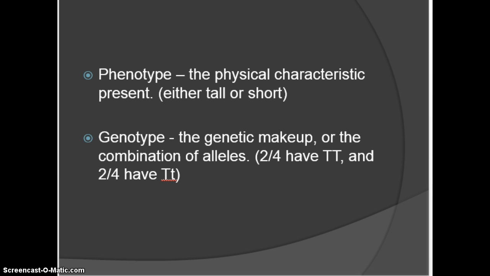Genotype, on the other hand, is the genetic makeup, so the actual combination of the alleles. So in our homozygous, the genotype is going to have 2 capital T's. On the heterozygous, the genotype would be a capital T and a lowercase t. So the genotype allows us to see what the genetic makeup is. What is that combination of alleles? So phenotype, physical characteristics. Genotype, genetic makeup.